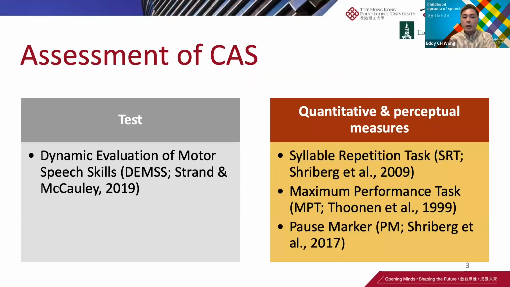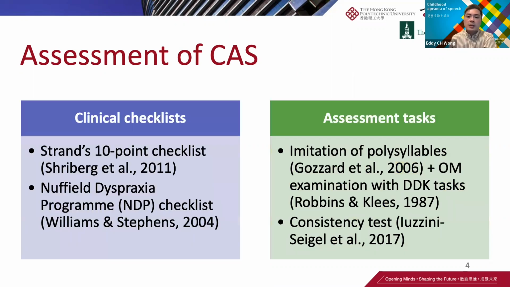I would like to start by reviewing the literature about English speakers with CAS. There is a standardized test called DAMS for assessing the motor speech skills in children. Besides tests, tasks that use quantitative measures or transform perceptual judgment into quantitative data were also used, including the syllable repetition task, maximum performance task, and pulse marker. The other way of making a diagnosis of CAS includes using a clinical checklist or a set of useful tasks. Here are the commonly used clinical checklists and tasks.